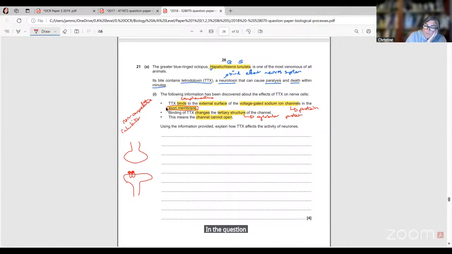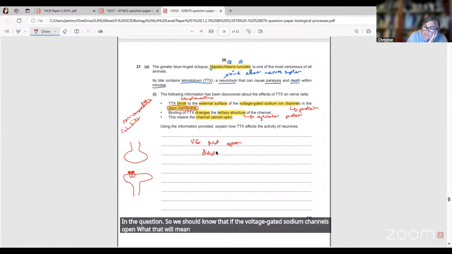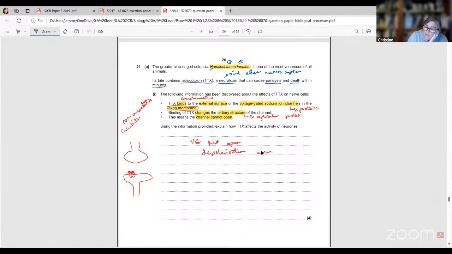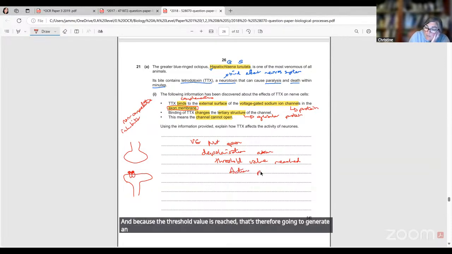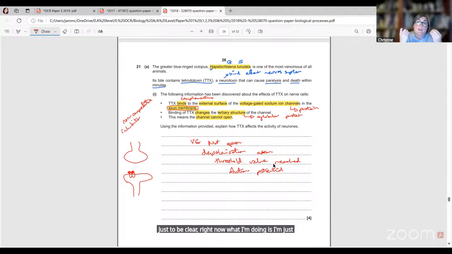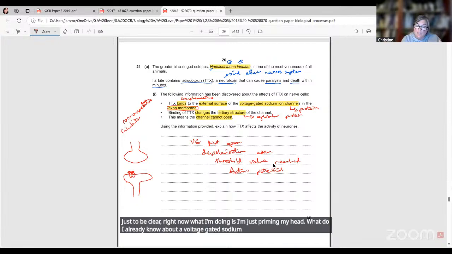So we should know that if the voltage-gated sodium channels open, that will cause a depolarization of the axon, that therefore will result in the threshold value being reached. And because the threshold value is reached, that's therefore going to generate an action potential. Now, I'm not answering the question. Just to be clear, right now what I'm doing is I'm just priming my head. What do I already know about a voltage-gated sodium ion channel?